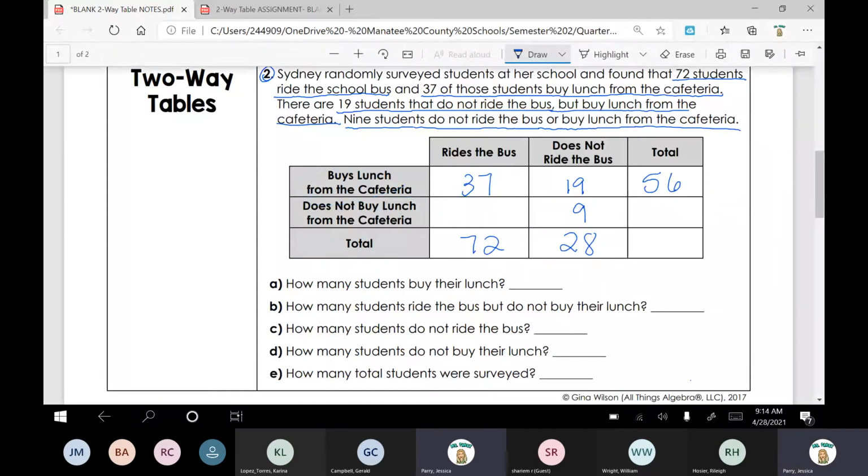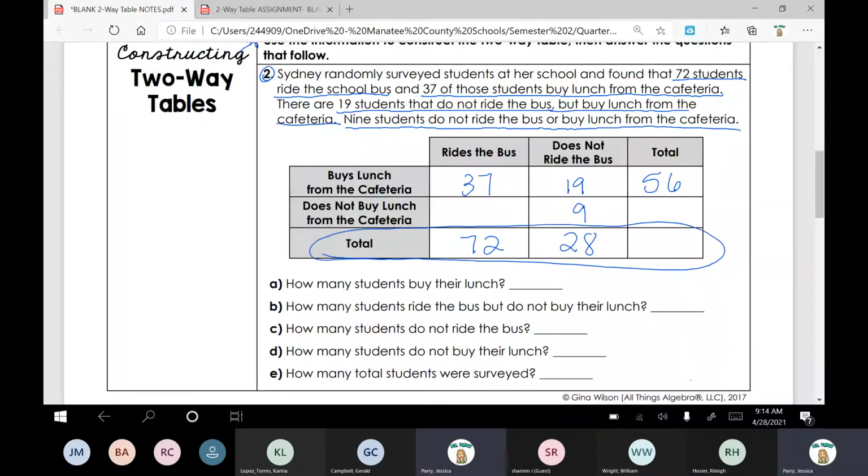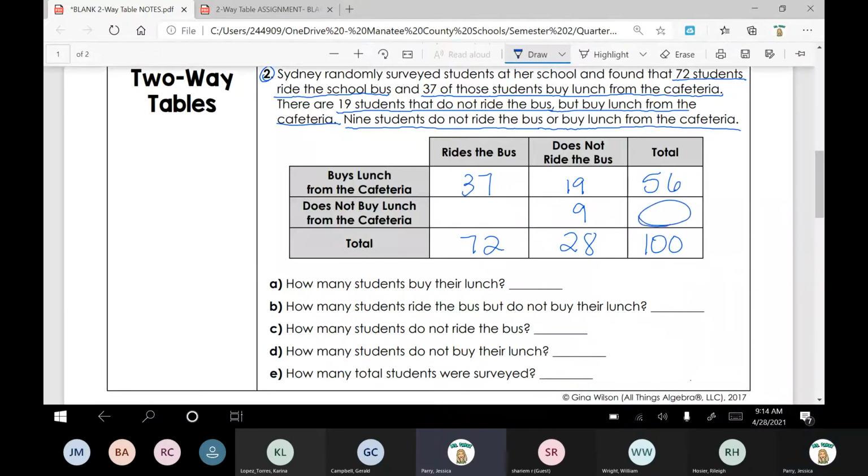Let's do our grand total down here. Let's look in from left to right. Our grand total, how many students did we talk to, or how many students were surveyed total? You take this plus this, 72 plus 28, and then we get 100. Awesome. Okay. So now we've got to fill in here and here.